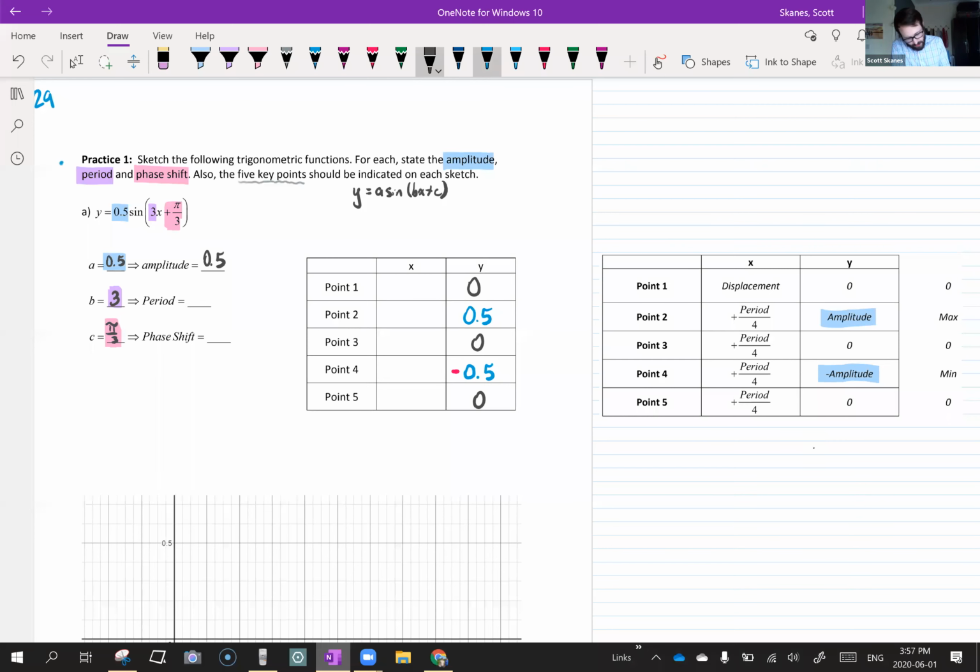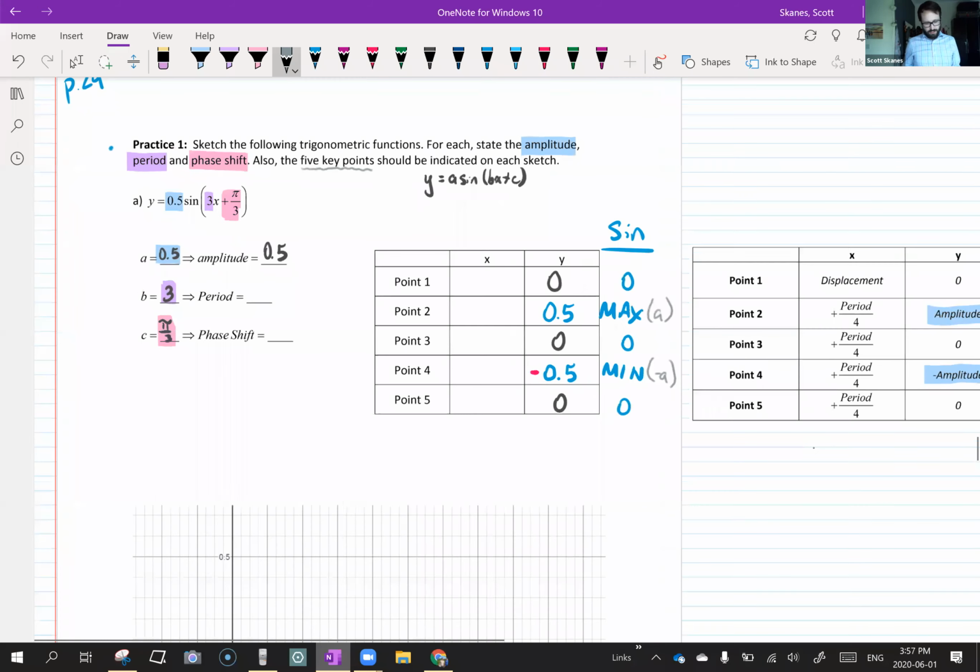So for all sine curves, it follows this pattern. You'll have a 0, a 0, and a 0. Here you'll have your maximum. Here you'll have your minimum. In other words, your positive A value and your negative A value. Okay, so maybe I'll make that really clear here. This is a minimum. This is a maximum. You can also call that positive A and negative A. All right, so we have lots of information already.